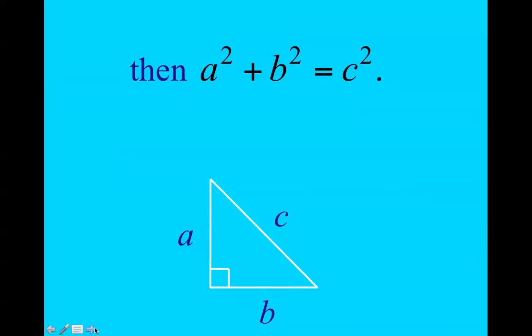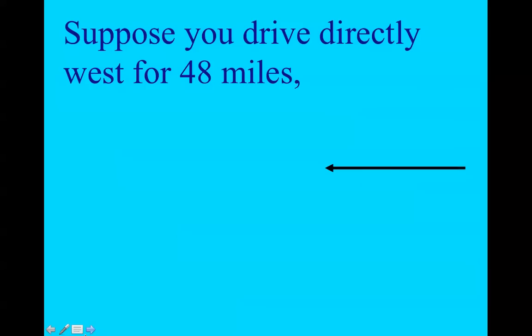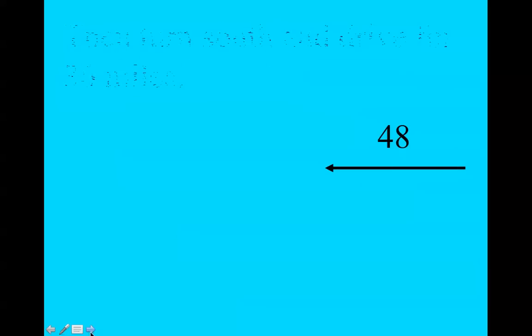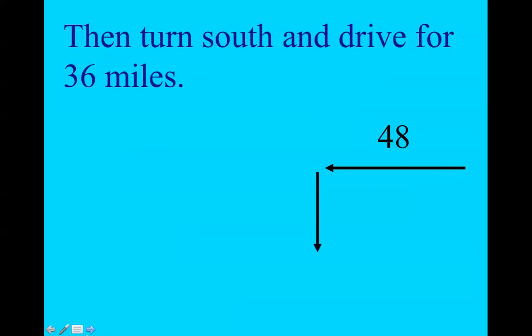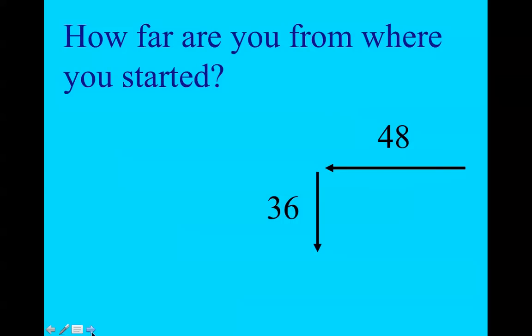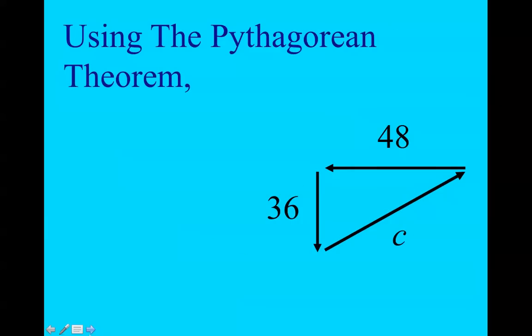All right, so let's see how this works in action. Suppose you drive directly west for 48 miles, and then you decide that you're going to drive south for 36 miles. How far are you away from your original destination? Well, we can use the Pythagorean theorem to help us figure this out. Notice how our word problem has formed a right triangle. Using the Pythagorean theorem, we can find out what this original length is.